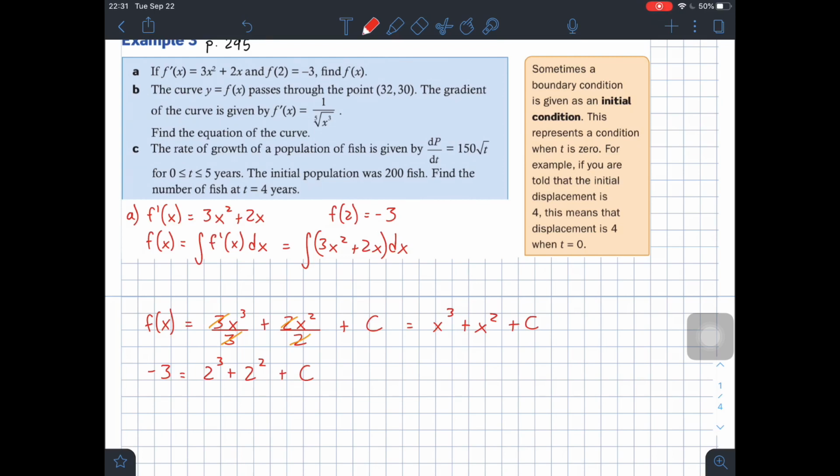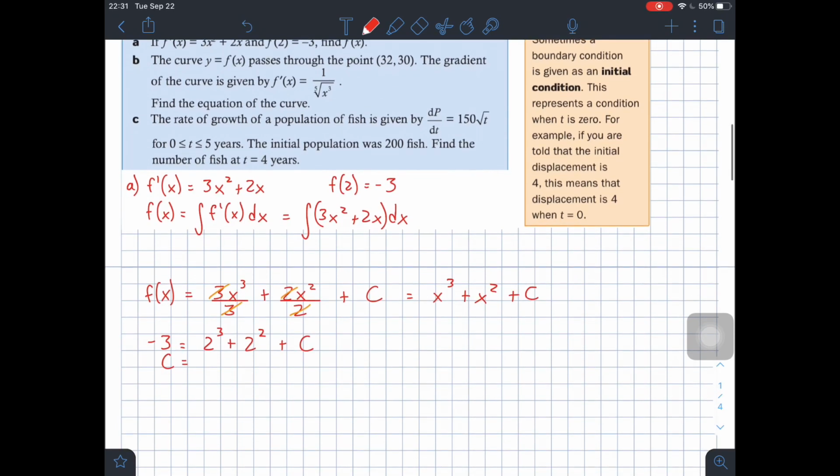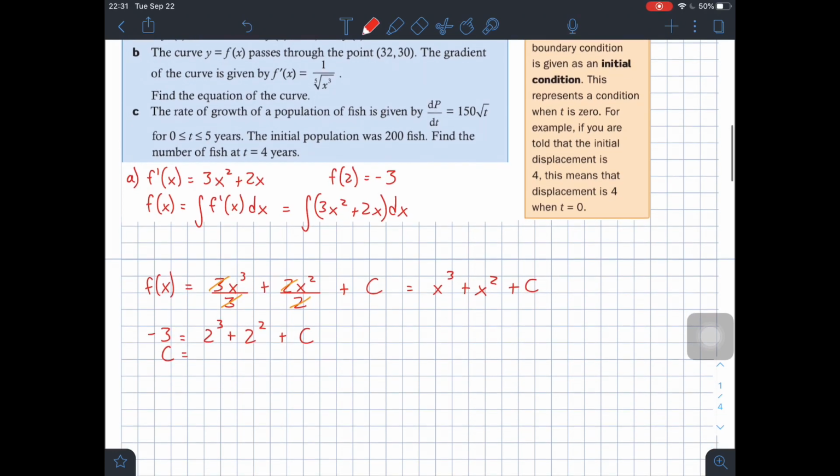So if we solve this, we're going to get the value of c, right? If we solve for this, we will get that c is equal to, this is 8 plus 4, 12. So c is equal to -3 minus 12, -15, right? -15 is the value of c.